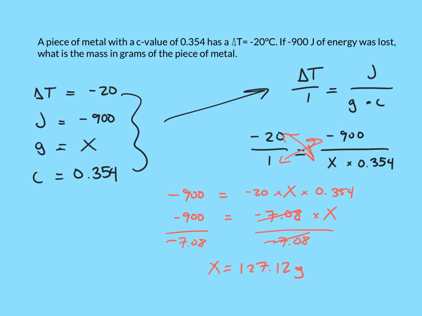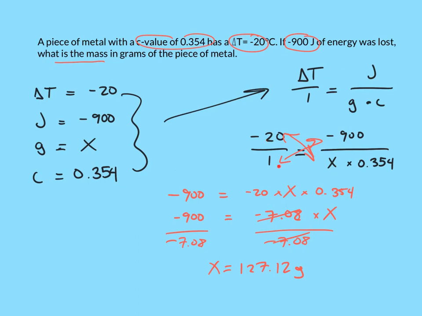Once again, I started with the formula. I listed my variables down the left. I used the problem to fill in what I know and find out what I don't know. It'll always say something is unknown, and it says, what is the mass? So that's how I know that I'm solving for grams. I have a C value, I have a delta T, and I have a joules, so those are all plugged in. I take those and plug them into the formula.